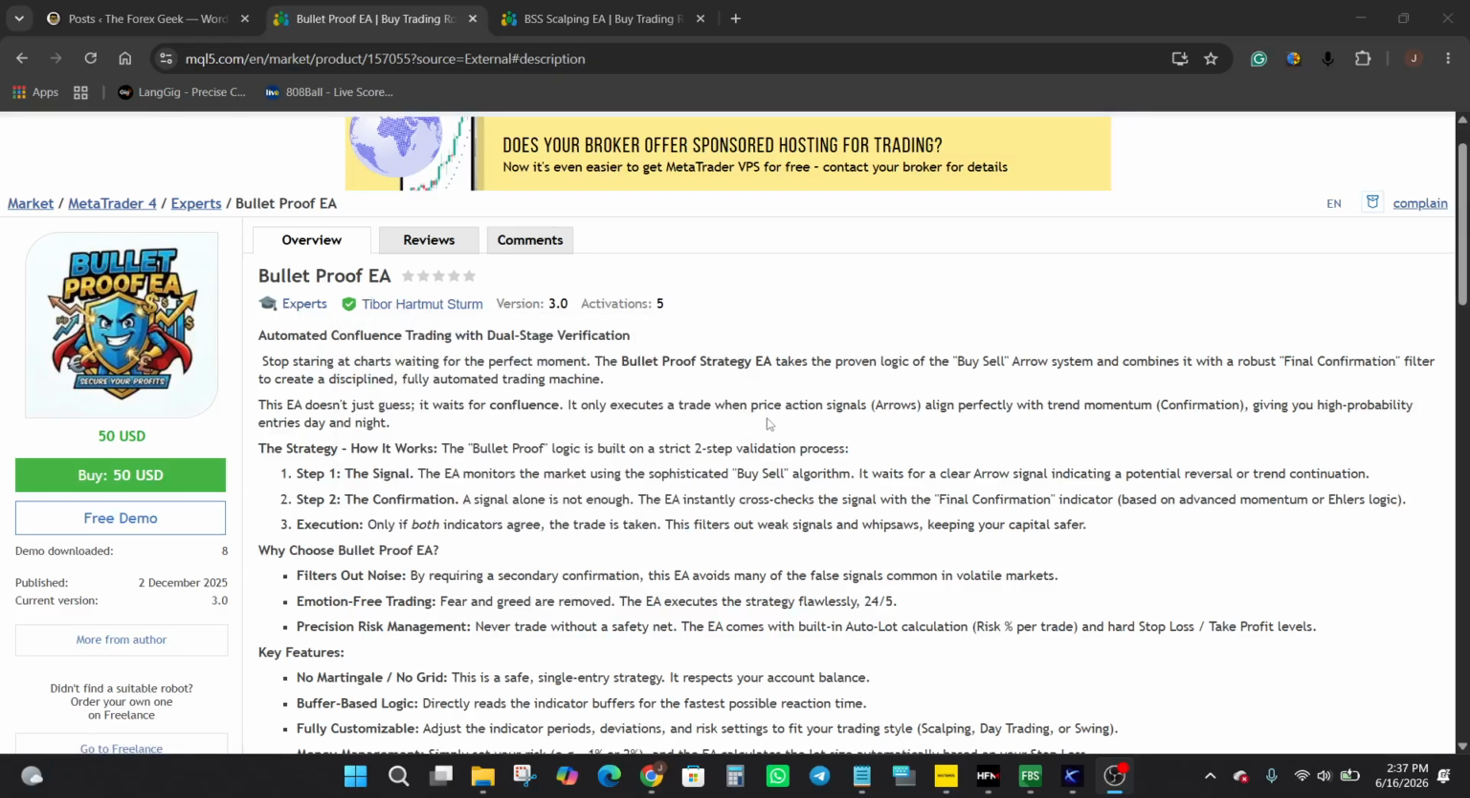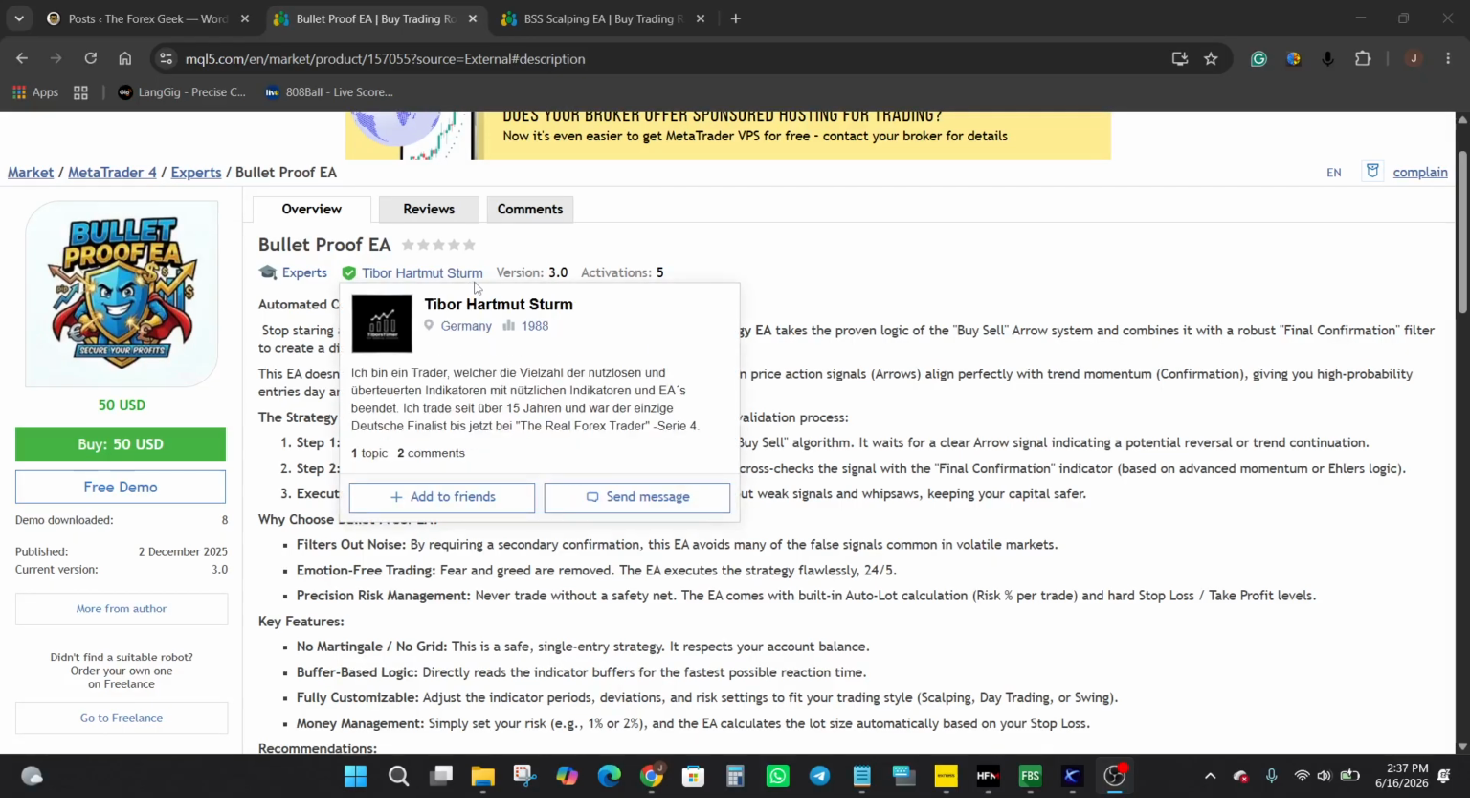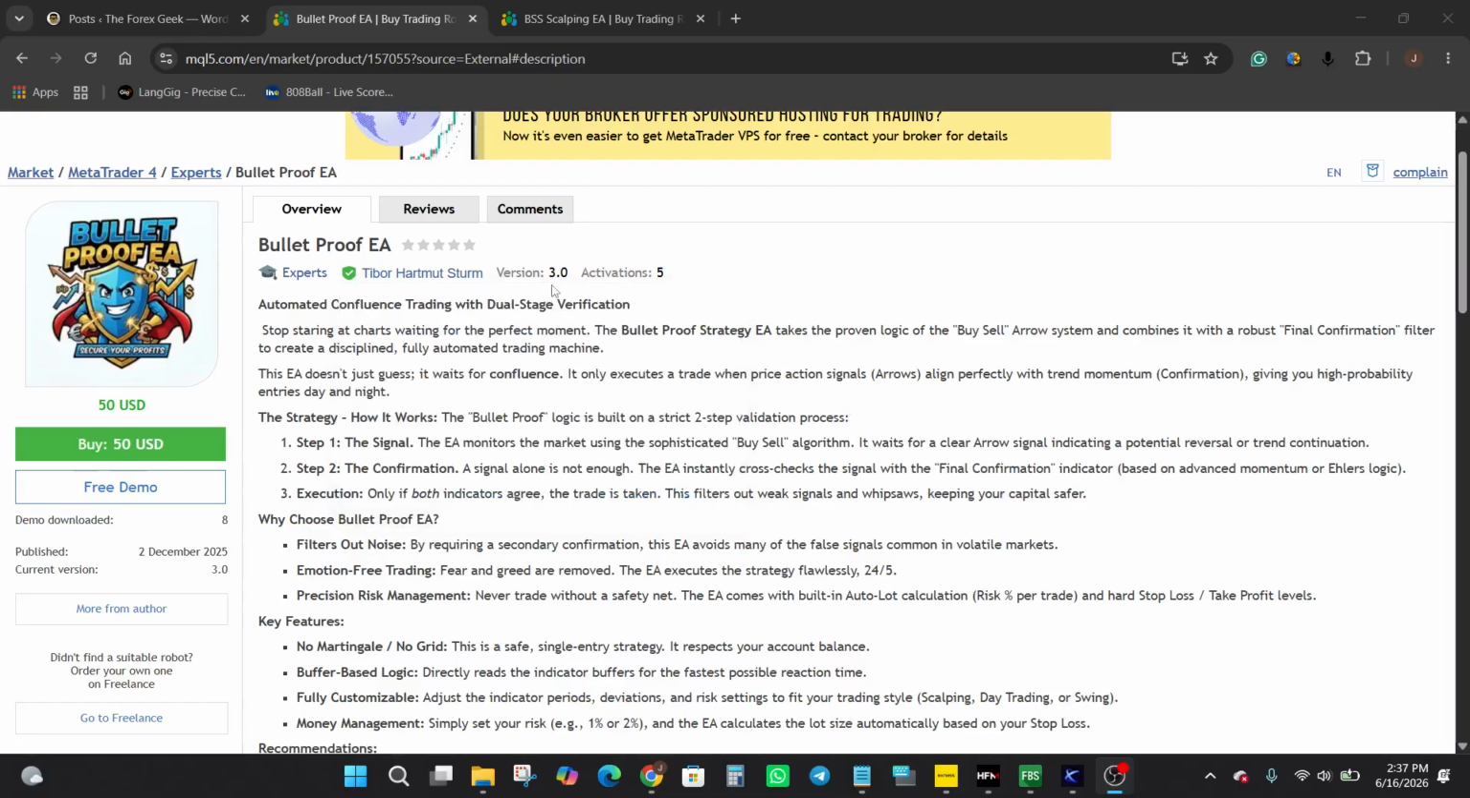Starting here on the Marketplace page, Bulletproof EA is an MT4 expert advisor developed by Tibor Hartmut Storm. At the time of this review, the EA is listed at a price of $50 and the current version available is version 3.0. Now, looking through the description, the developer presents this EA as an automated confluence-based trading system.